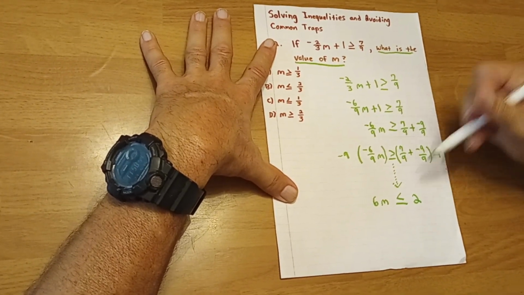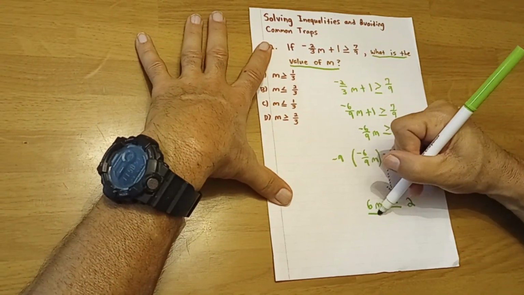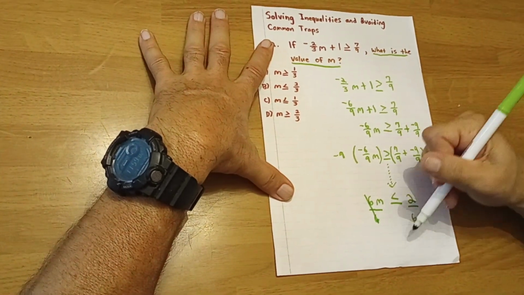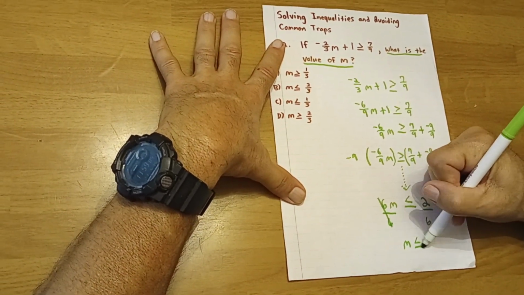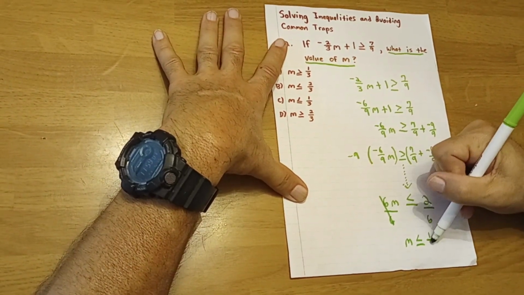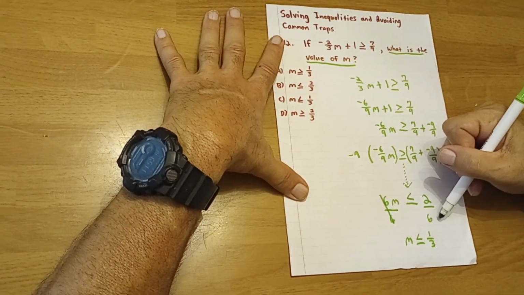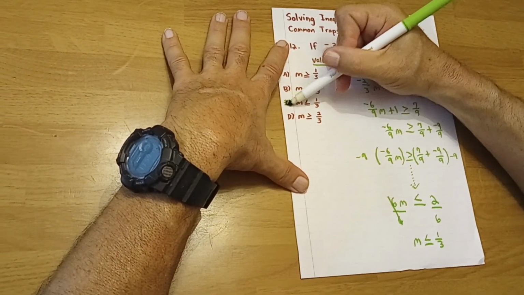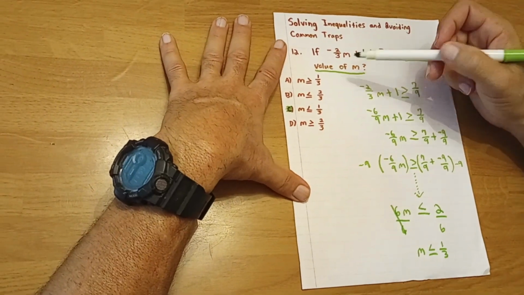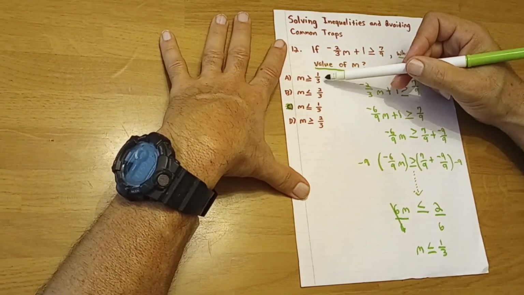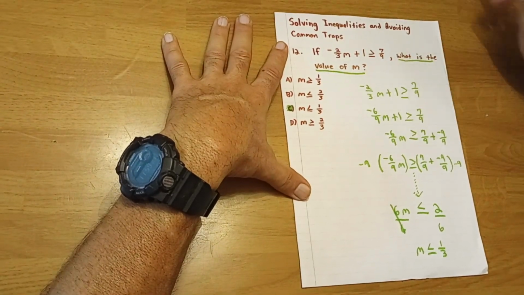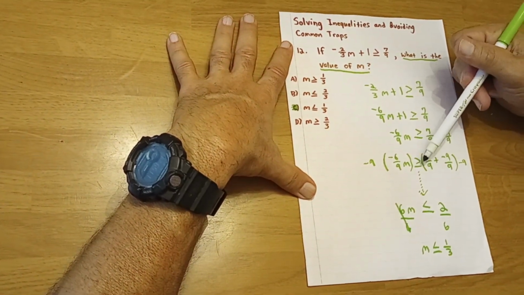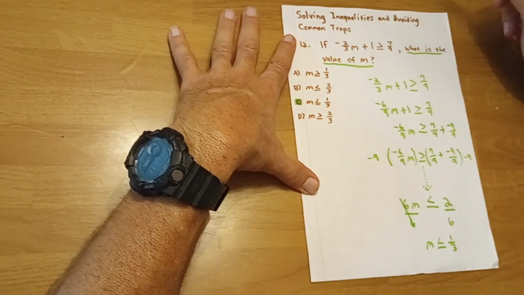And then we simply solve for m here by dividing both sides by 6. And now our 6's cancel, and we get m is less than or equal to 1/3. Again, 2/6 reduces to 1/3. And that is going to be answer C, as in cat. Now we do notice here, there's that trap answer I was talking to you about, m is greater than or equal to 1/3. That's going to catch a lot of test takers who forget to reverse the inequality sign. So we need to remember that.